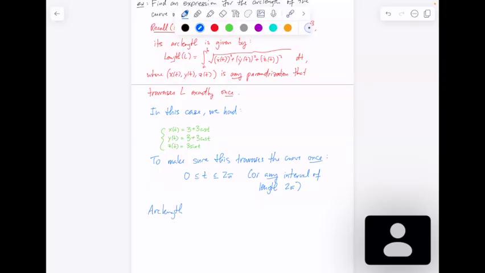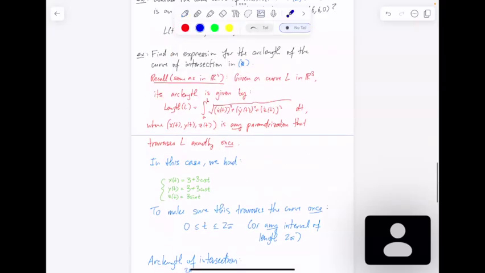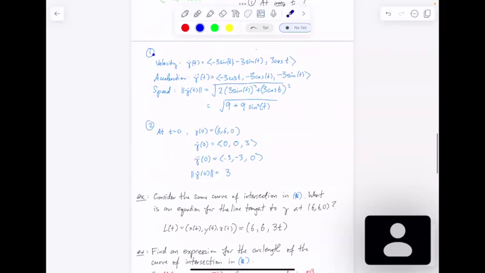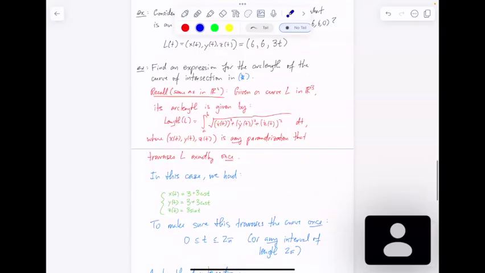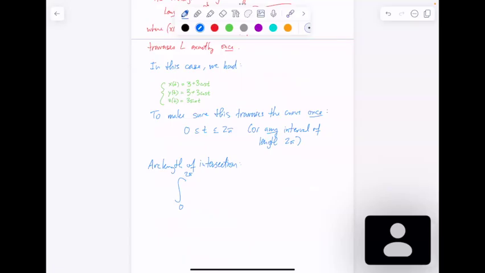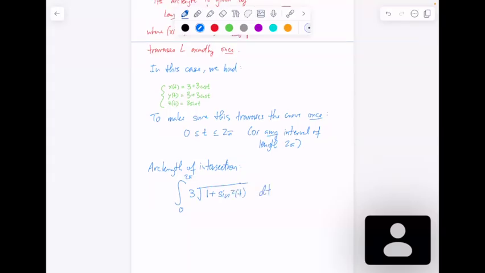So the arc length of the intersection is given to you by the integral from 0 to 2 pi of the speed, right? This is a speed, and we found what the speed was. The speed is given by this expression, 9 plus 9 sine squared t. Well, square root of that. So I could factor the 9 out. So that's 3 times the square root of 1 plus sine squared t.